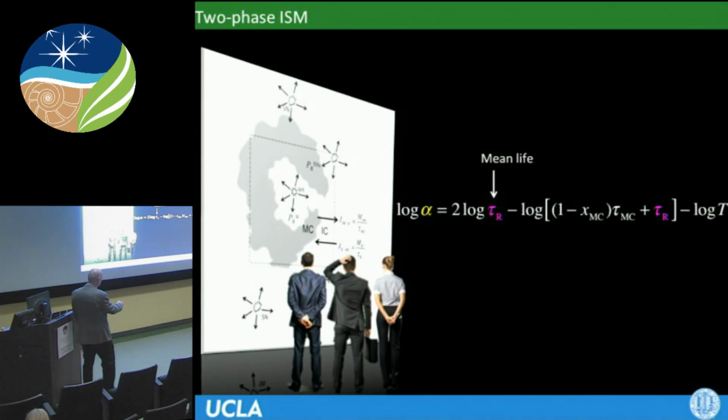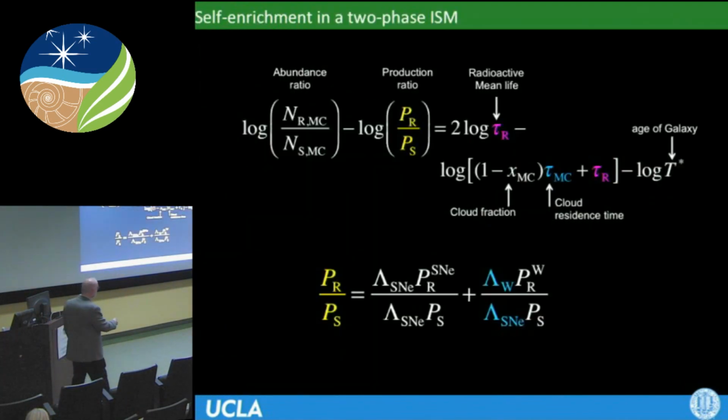So I want you to look at this: this is the alpha I've been talking about. This is the mean life I've been talking about. And there's a couple of other parameters. Tau MC is the lifetime in the cloud, and XMC is how much cloud there is in the galaxy at any one time. These are new model parameters. So expanding that equation, this is just the log expansion of alpha. The abundances, the production ratios, 2 times the log of tau minus this term, which includes the cloud fraction, as I mentioned, and the cloud residence time.